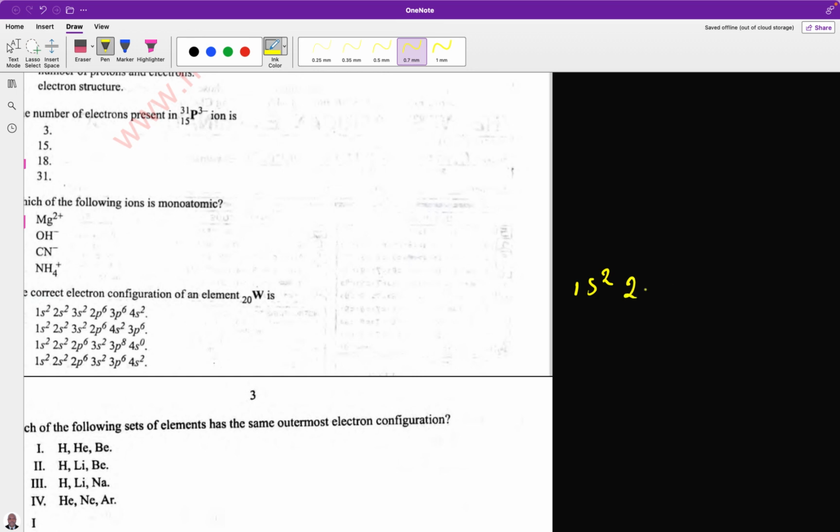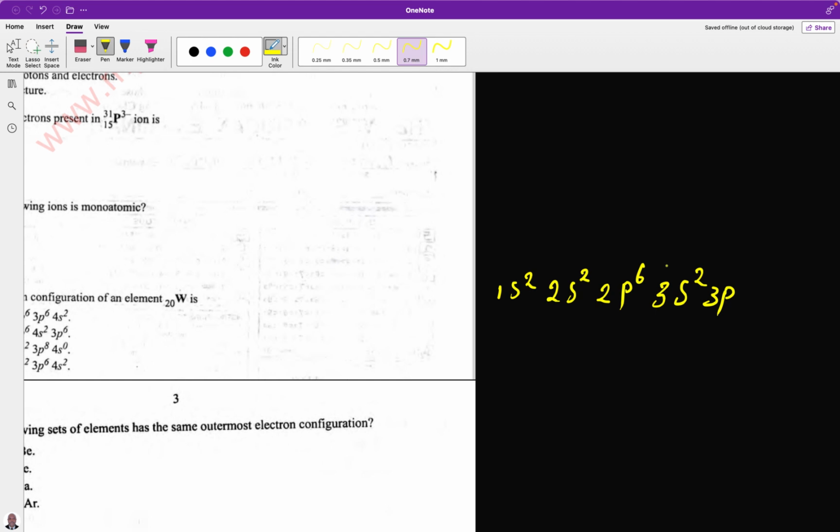2s2, 2p6, 3s2. Here we will have 1s2, 2s2, 2p6. That's already 10. With 3s2 this is 12. Then 3p6.